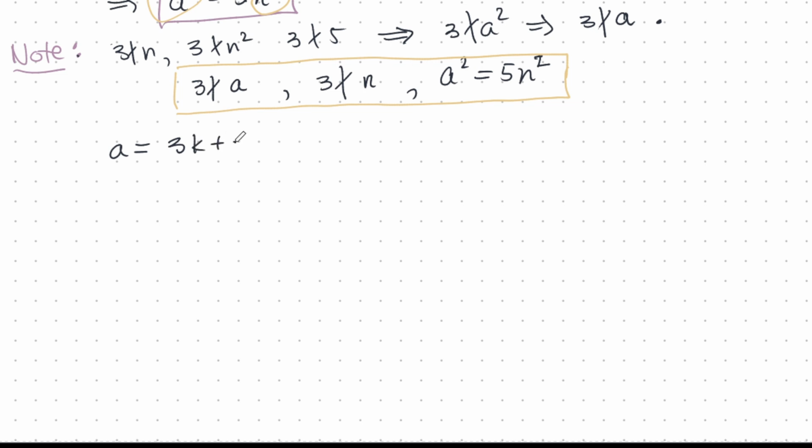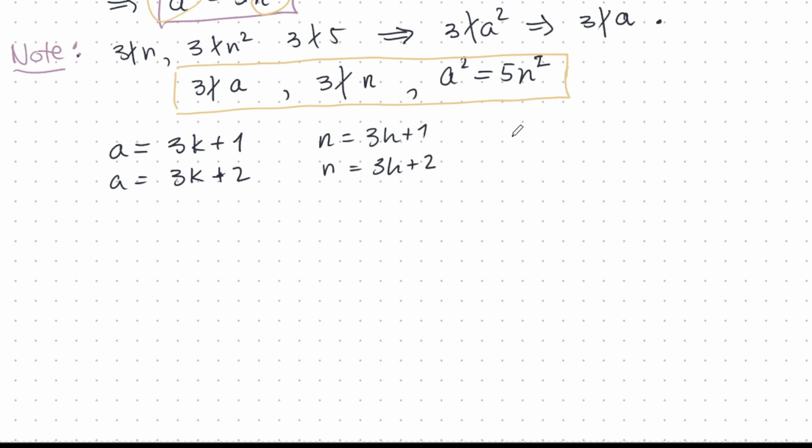3k plus 1, that's not divisible by 3. Or A is 3k plus 2. So that's two possibilities. Other possibilities amount to the same thing. And now for n, I have something similar. Let's say n is 3h plus 1, or n is 3h plus 2. So now I've got these possibilities.